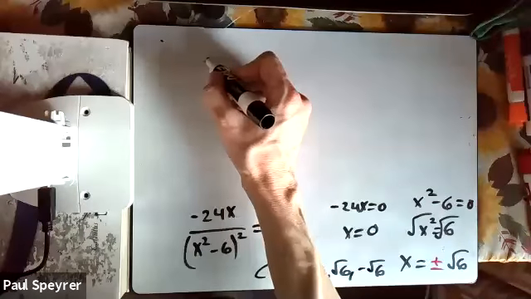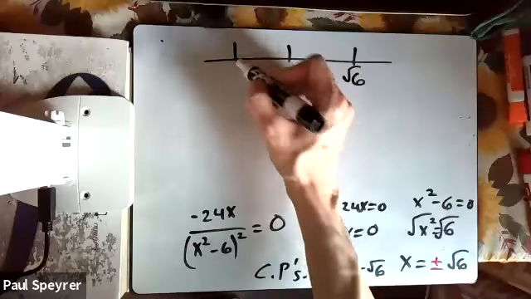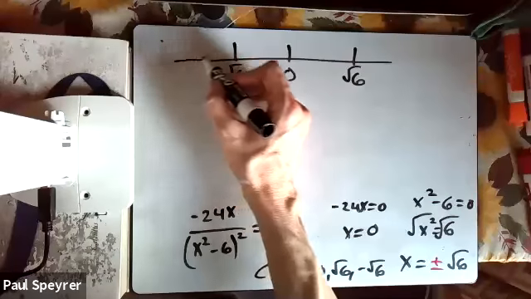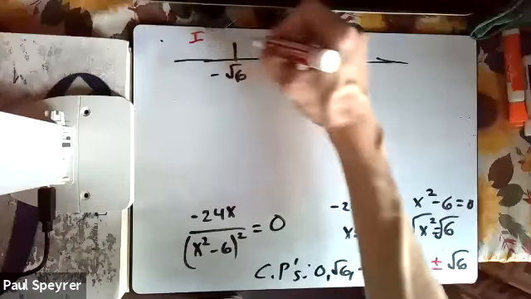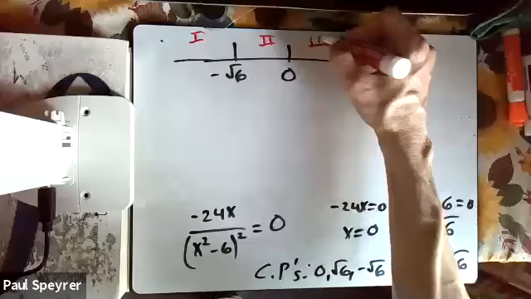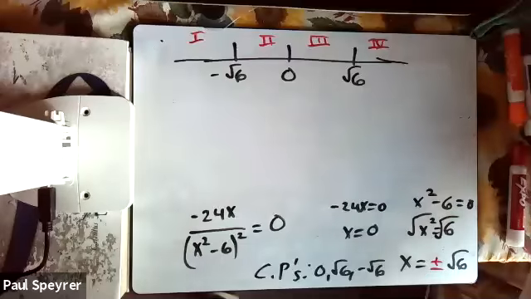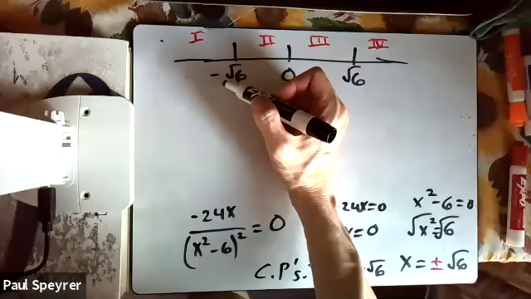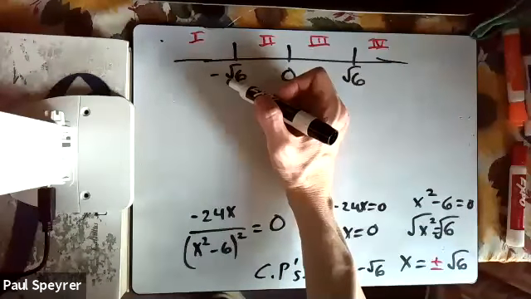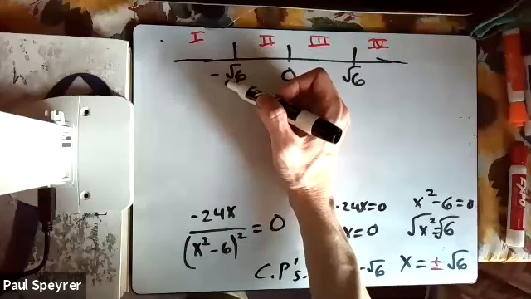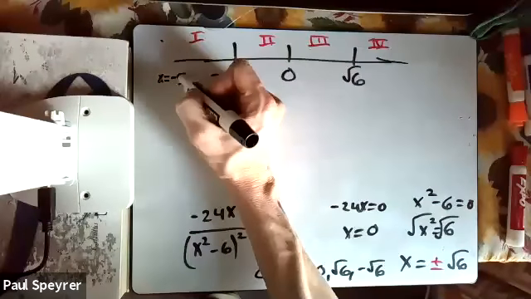Now from here, what are we going to do? We're going to draw our little number line. And we're going to choose test values. So we have 4 regions. 1, 2, 3, and 4. Now, something smaller than negative root 6 to test. Well, negative root 6, you know, is like negative 2 point something, right? So let's just choose something away from it, like negative 5, for example. Okay. So I'm going to test x equals negative 5 in region 1.